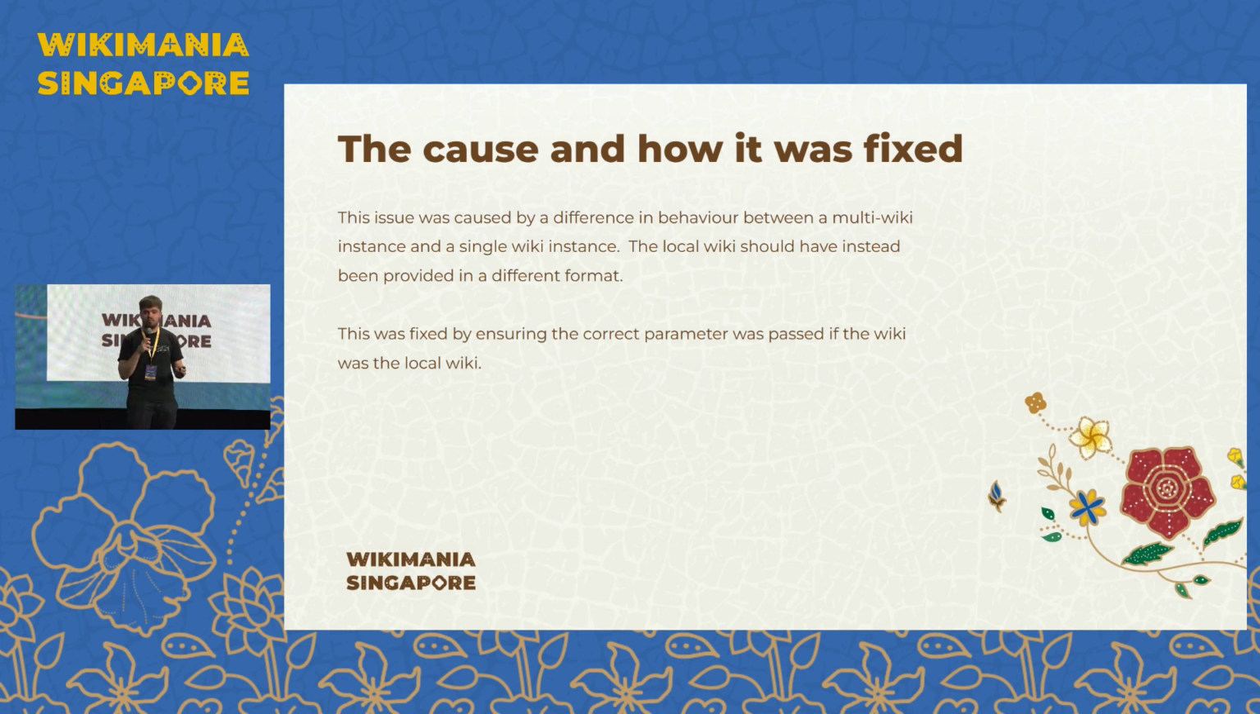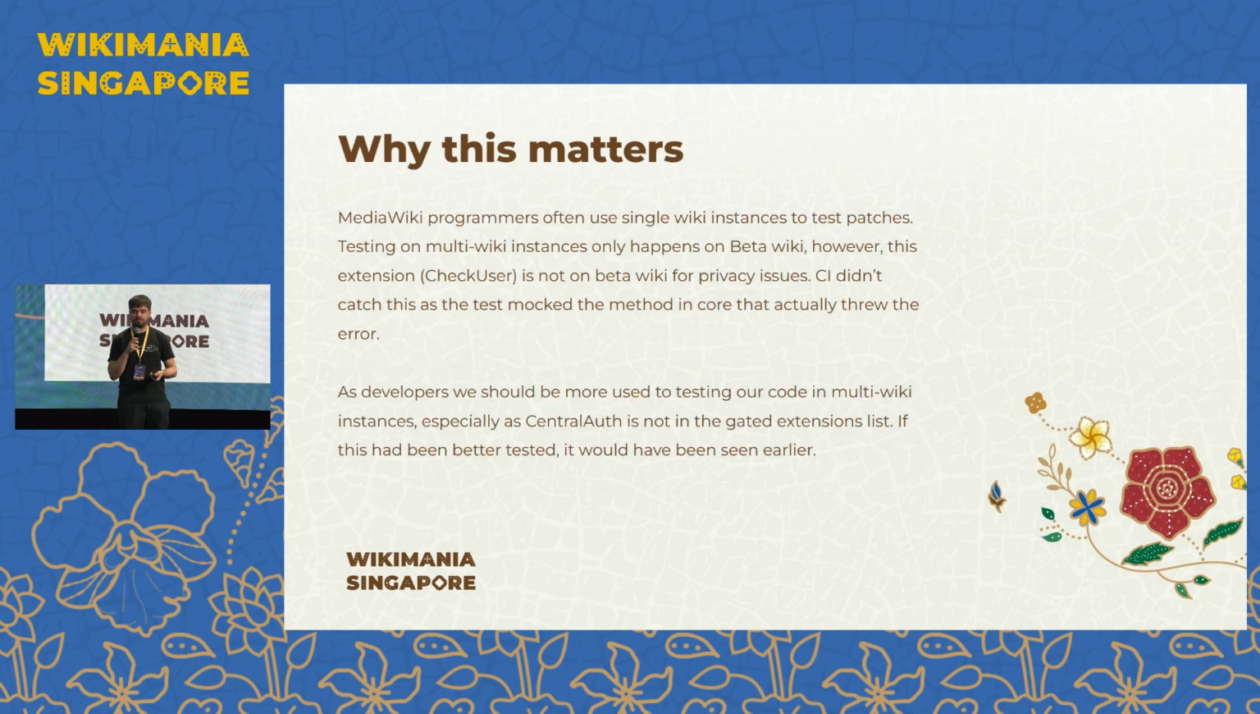So the issue was a difference in behavior between multi-wiki instances and a single wiki instance. This means that when I was testing on my local wiki, which had CentralAuth enabled, I didn't notice the issue. Therefore, when it was pushed to production, it was fine until it wasn't fine, at which point I had to make a quick fix. It was fixed by ensuring that the correct parameter was provided for the local wiki.